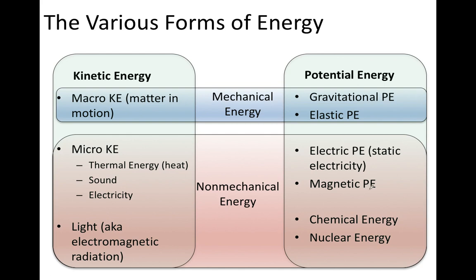We can store up potential energy in a system containing magnets. So think about taking two magnets that are set up to attract each other. You hold them some distance apart. You let them go. They're going to snap together. That potential energy will be released, and that will be converted into kinetic energy.